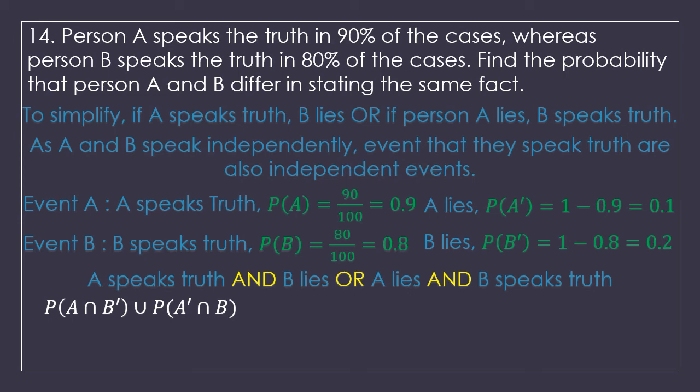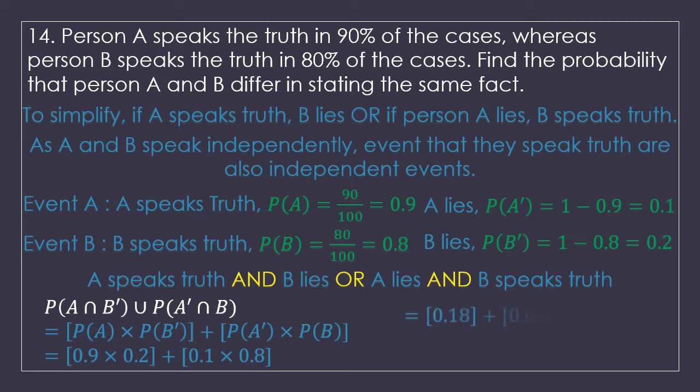A lies, that is A dash, and is intersection. B speaks the truth is B. So intersection is multiplication and union is addition because the events are independent. So A into B dash plus A dash into B. A is 0.9, B dash is 0.2, A dash is 0.1, B is 0.8. Just multiply them and you will get 0.18 plus 0.08 and the answer will be 0.26.